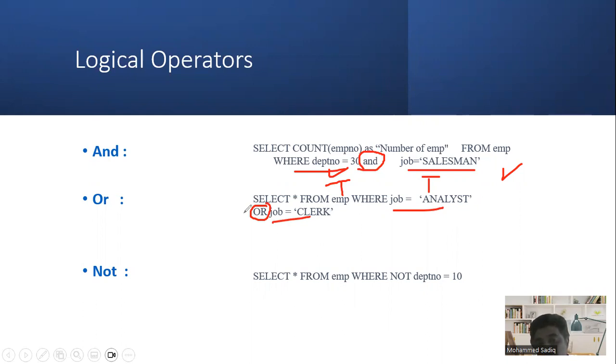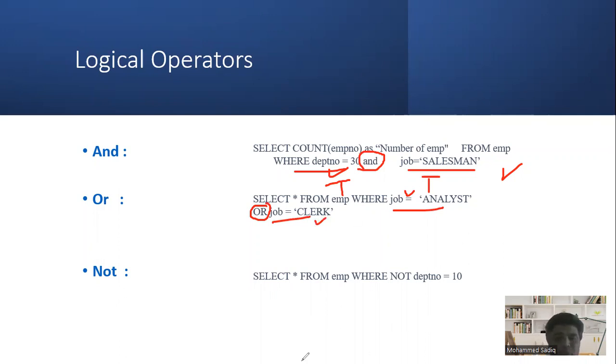That means it will show me the record which satisfies either this condition or this condition. It doesn't say that both should be true. If the first condition is true, that record is fetched. If the second condition is true, that record is also fetched. If both conditions are true, that record is also fetched. Only if both the conditions are not true, those records will be filtered out. So OR means either of the conditions is satisfied.